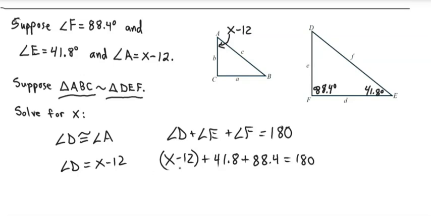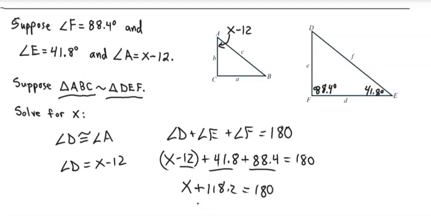And so if I do some math here, I've got negative 12 plus 41.8 plus 88.4. So negative 12 plus, oops, I hit the division symbol instead, plus 41.8 plus 88.4, and that equals 118.2. So I have x plus 118.2 is equal to 180.